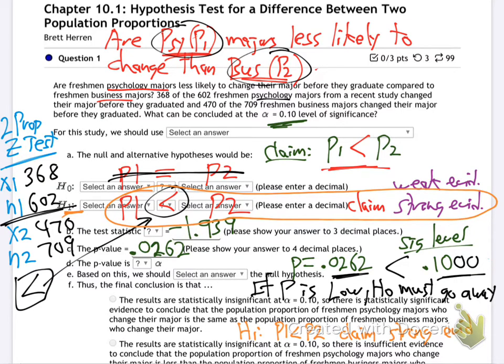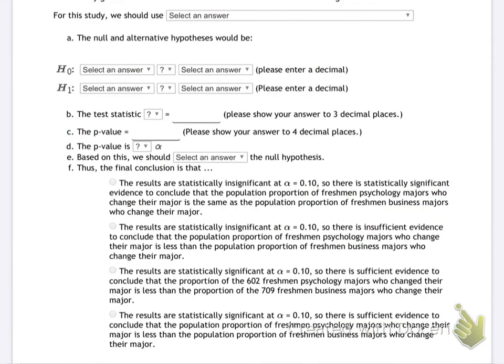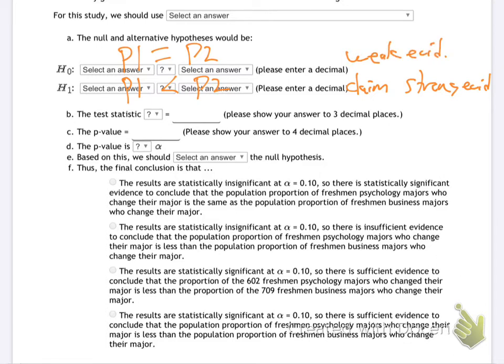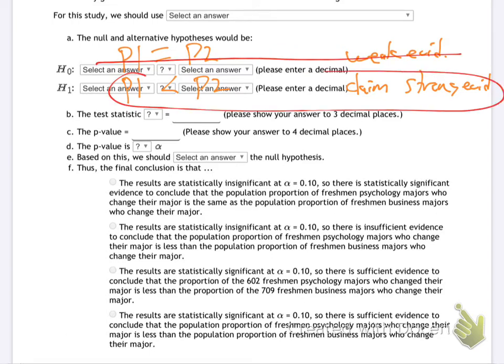So let's go to our fresh screen here. I'm going to bring our stuff over. Let's see, it's P1 equals P2, P1 less than P2, and what was it? The claim was on this bottom one, and evidence was strong. So he's strong on the bottom one, weak on the top. And we rejected the null, so we rejected that one.